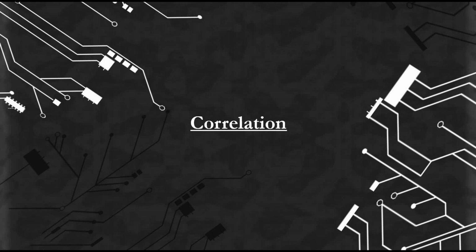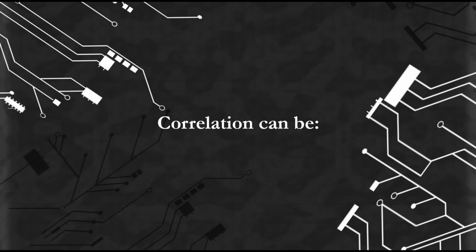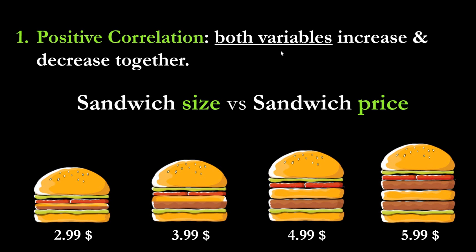So, correlation measures the relationship between two variables. It can either be positive, negative, or zero. In positive correlation, both variables increase and decrease together. And we can see this in this example between sandwich size and the sandwich price. Whenever the sandwich size increases, the price increases too.